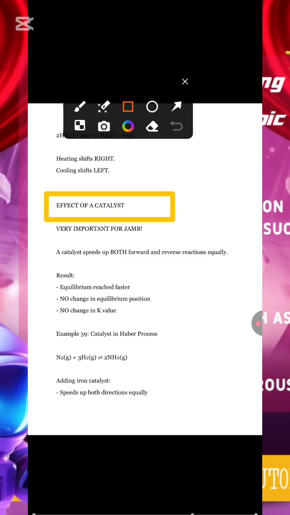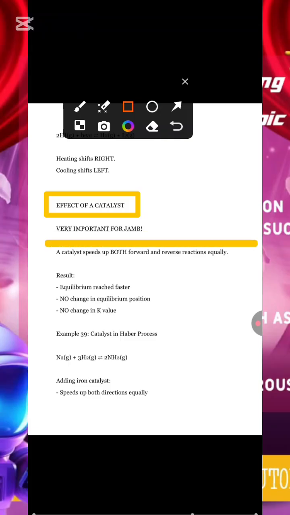Effect of catalyst. This one is very important. What can a catalyst actually do here? Please take note that a catalyst speeds up both the forward and reverse reactions equally. Remember that increasing or decreasing temperature, which we have been talking about, either increases the forward reaction or increases the backward reaction. But a catalyst increases both the forward and backward reactions equally.